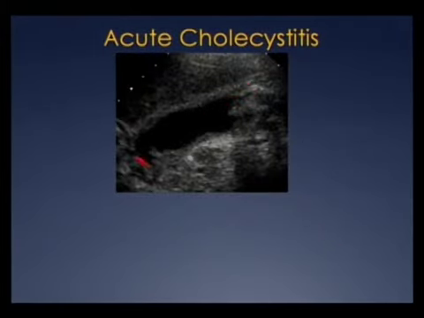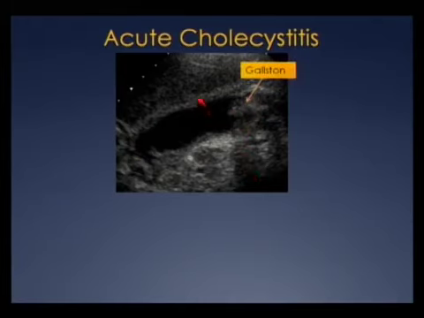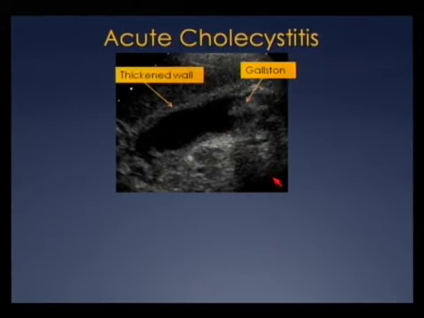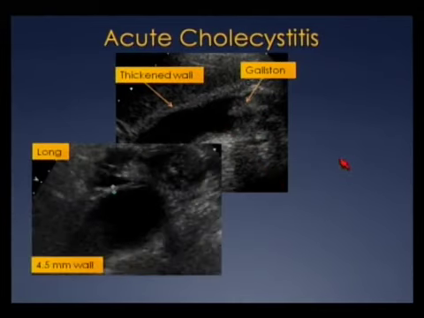So here's a sagittal image of the gallbladder. This shows a gallstone with some partial shadowing, and we have a thickened wall. This patient came in with a typical clinical history and a positive sonographic Murphy sign. This is acute cholecystitis. Here's another patient, a sagittal image of the gallbladder, thickened gallbladder wall.